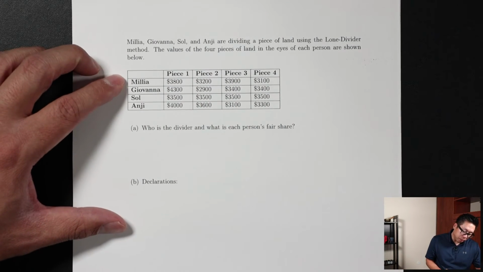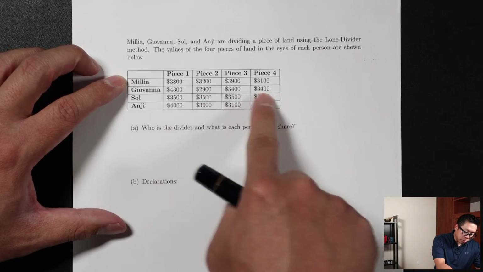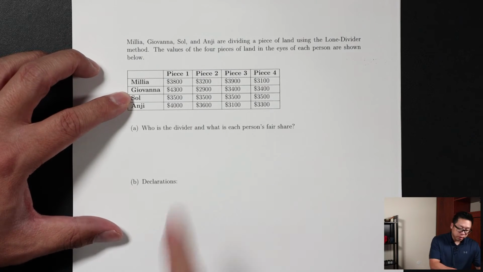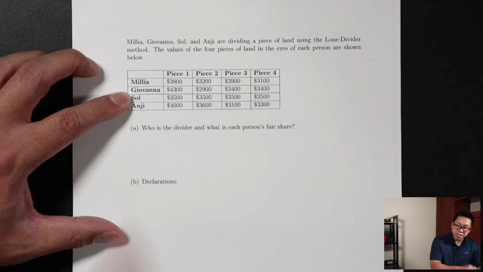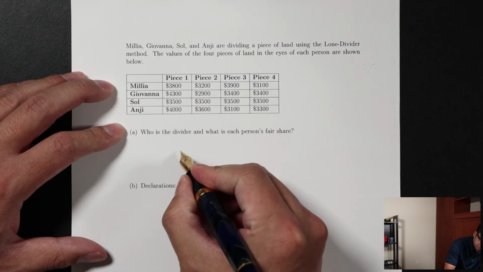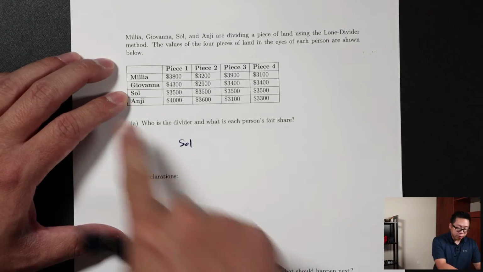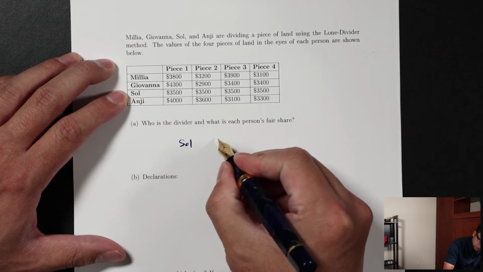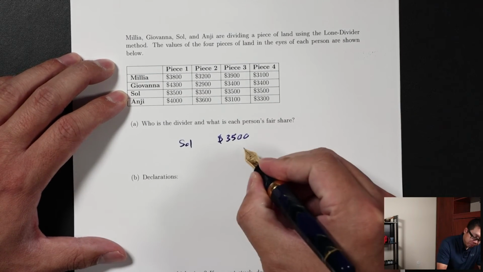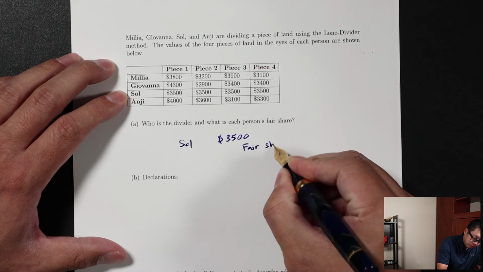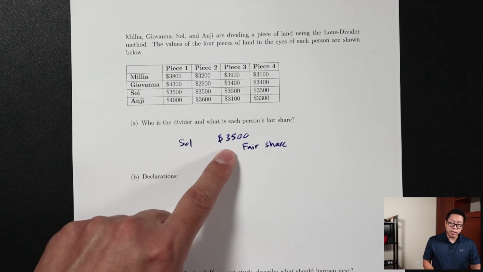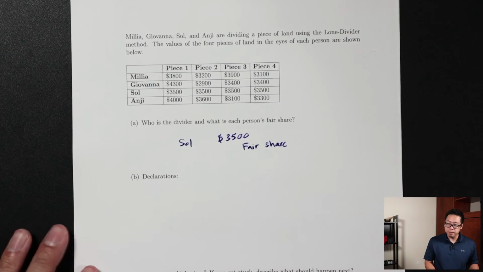So if we look at the people, notice that Sol valued each piece 3,500. So Sol valued each of the pieces exactly the same, 3,500. So Sol is the divider. And his value on all the pieces, which is 3,500, is actually each person's fair share. So each person feels like they deserve $3,500 worth of land.